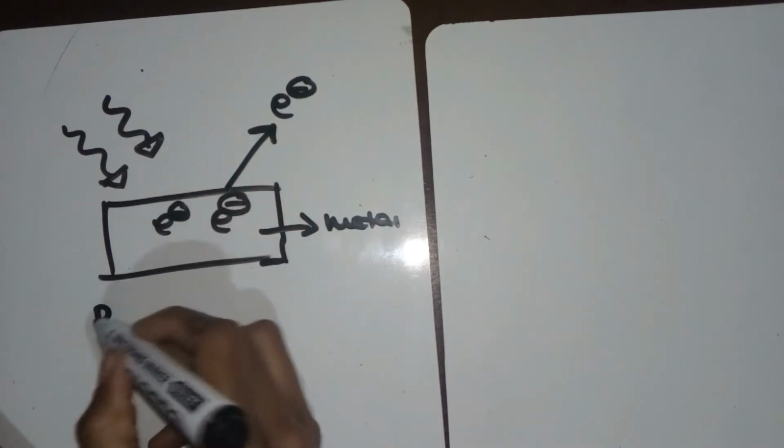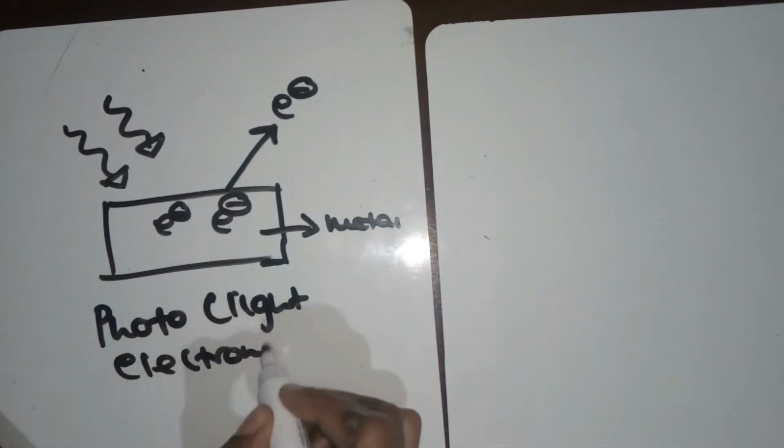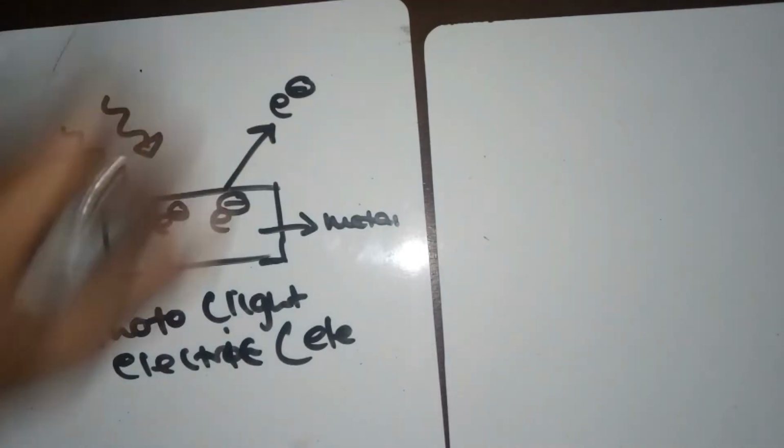Photo means light, so you have that incoming light, and the electric part comes from the fact that there is electron ejection or electron emission. So that is the photoelectric effect: when we have some light shining on a metal, and as a result there is an ejection of an electron. But why does the photoelectric effect happen?